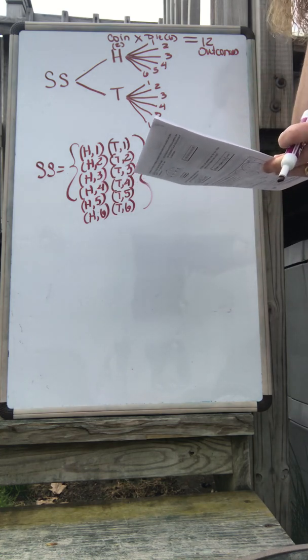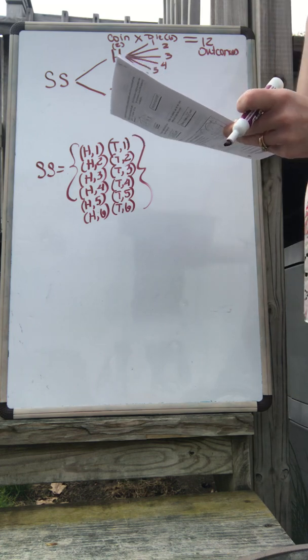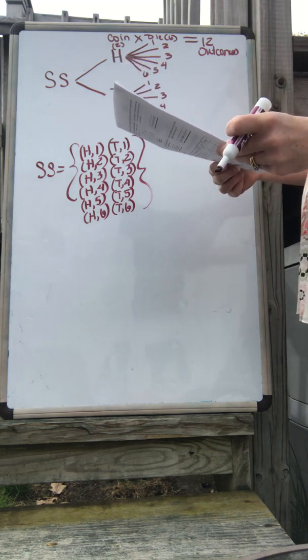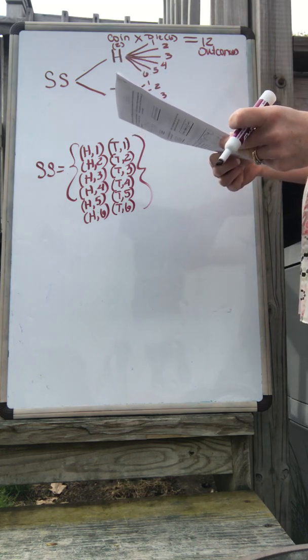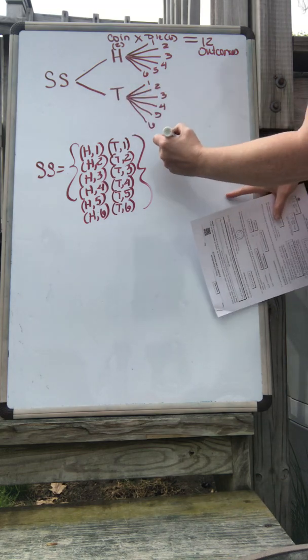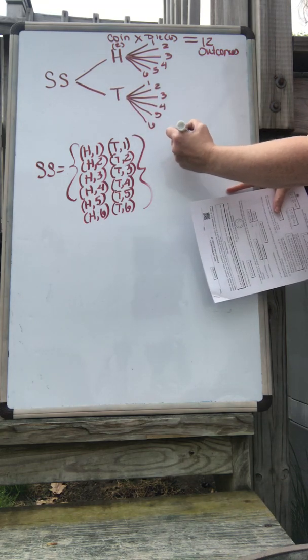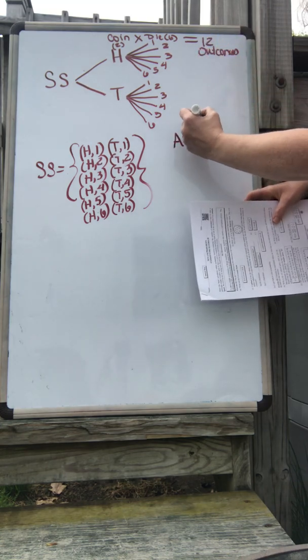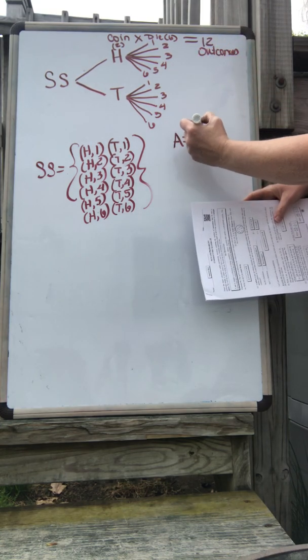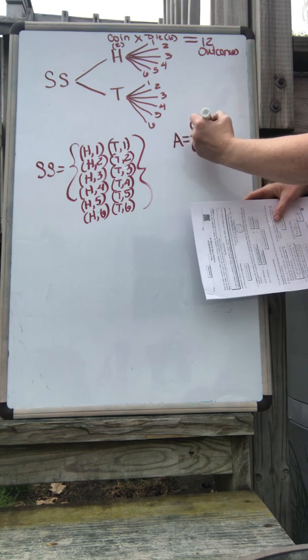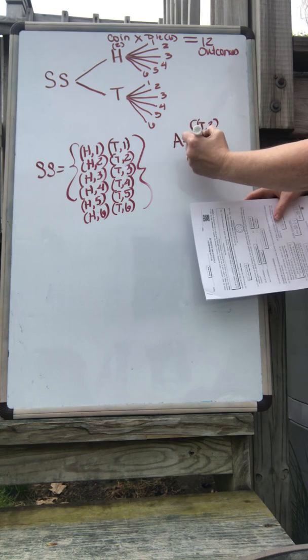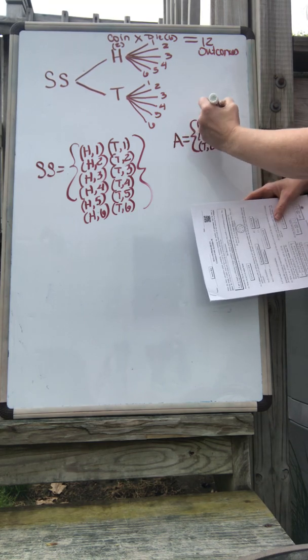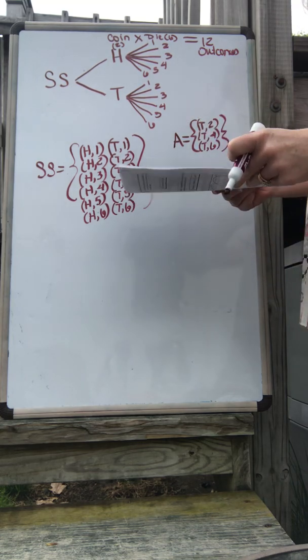Now, part B says write a set of ordered pairs that represent the event of getting tails and an even number. Call this set A. All right, so set A now is getting tails with an even number. So that would be tails with the 2, tails with the 4, and tails with the 6. Here is my set A.